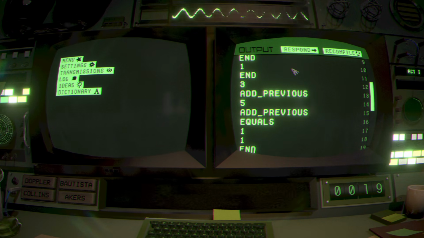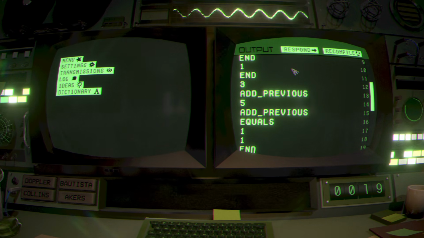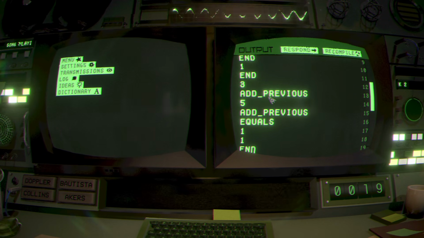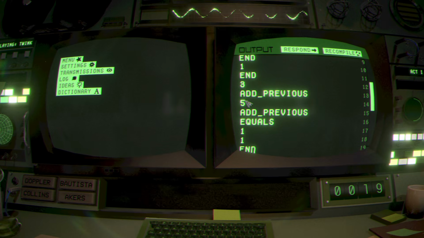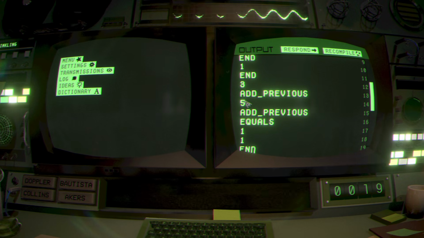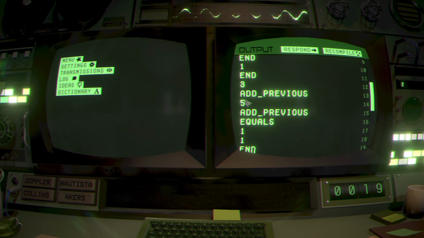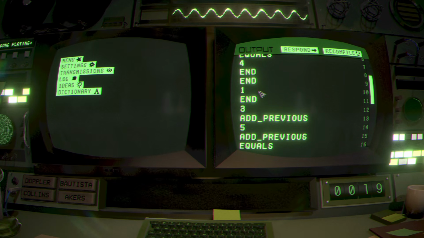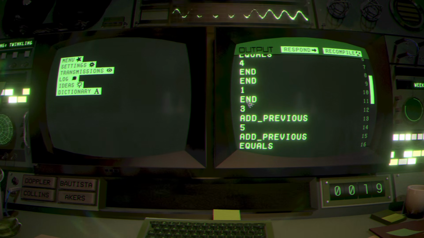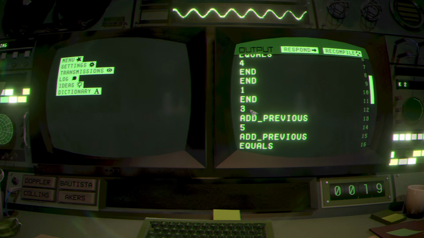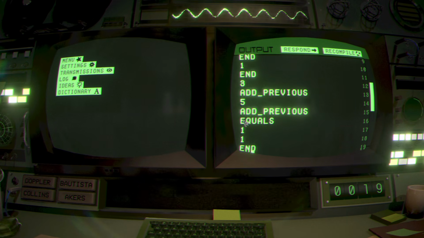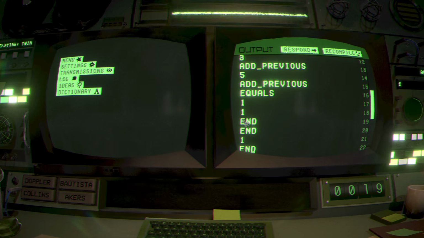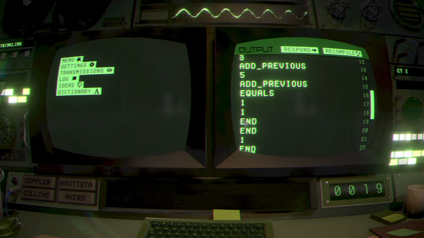Wait, no. Oh, order of operations. So 1 plus 3 is 4. Add previous... No, so we get 4. And then we get 5, add previous is 9. No, wait, what? 1, 3. Okay, add previous we get 4. 4 and 5. Add previous is 9. Which is not 9. It's 11 because it's base 8.